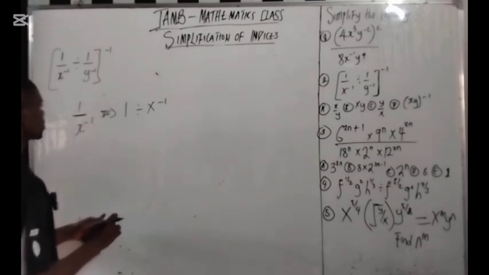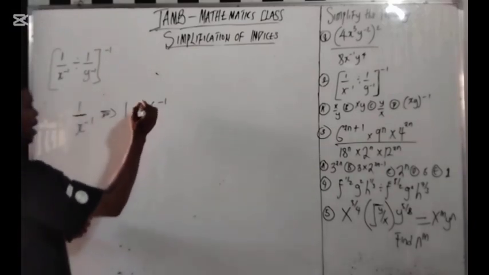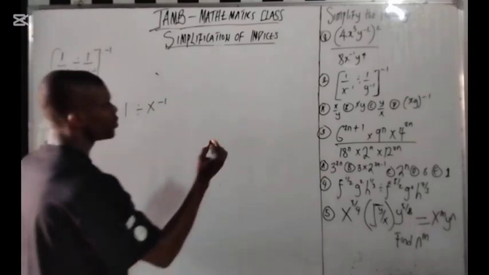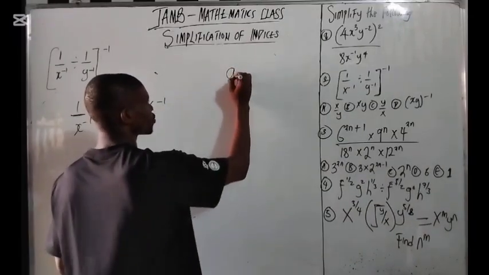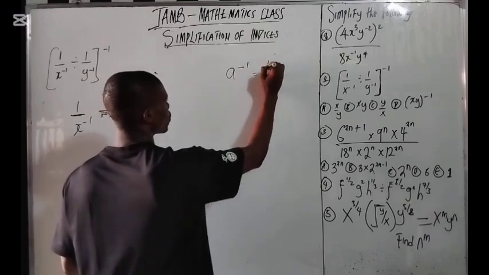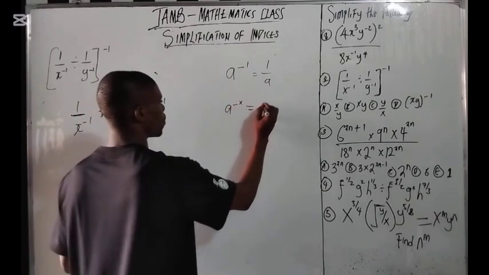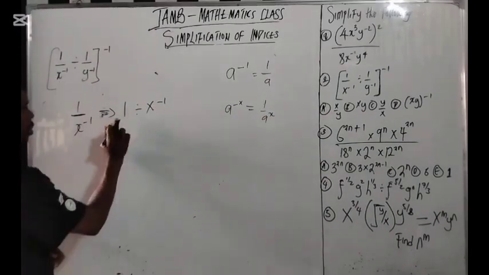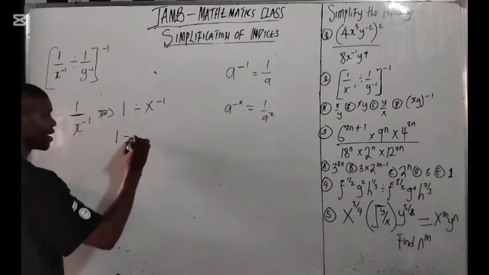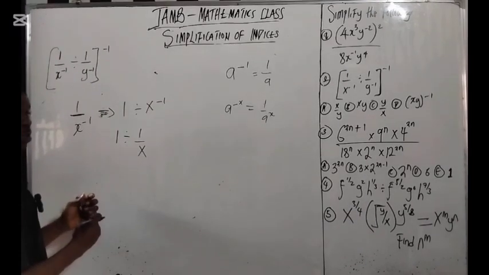So if you should do that here, what will happen here? Remember, whenever we have what is called a negative index, like minus 1, this is 1 over a minus x. So this is 1 over x, right? So to remove this one here, what you have is going to be 1 divided by 1 over x. It's okay. Do you understand?